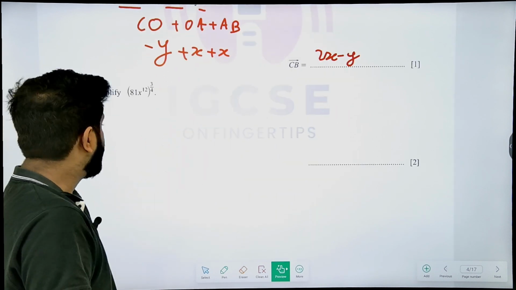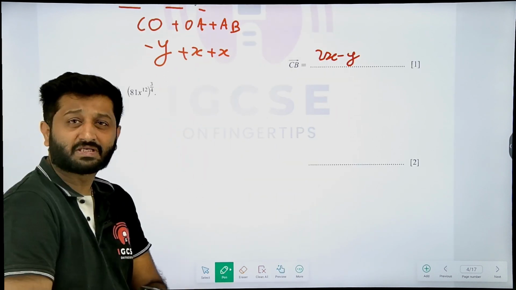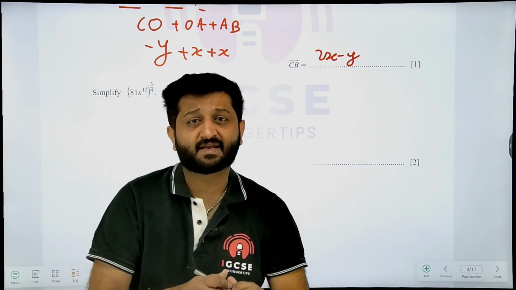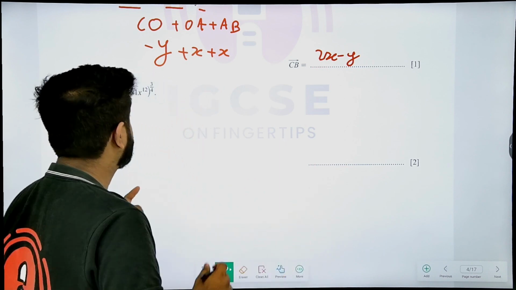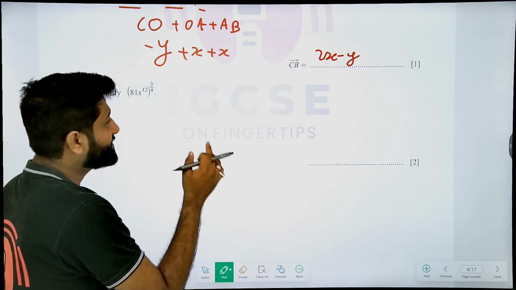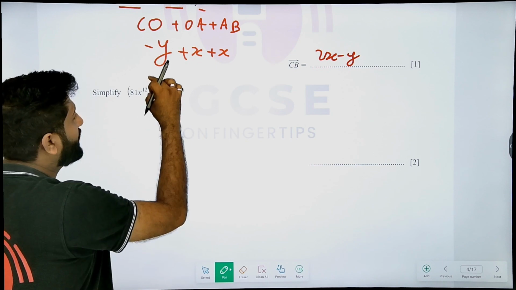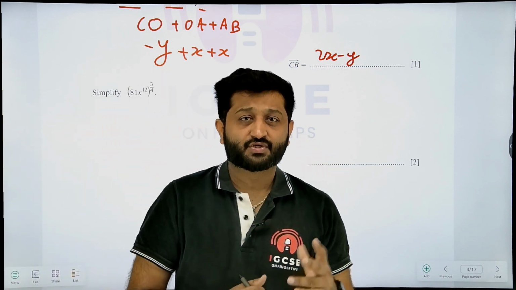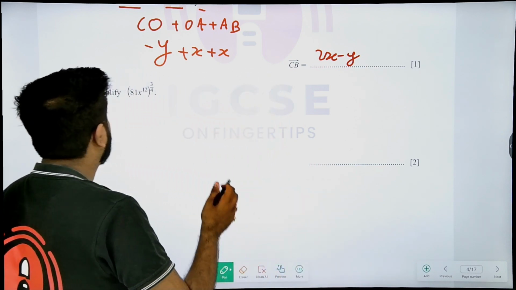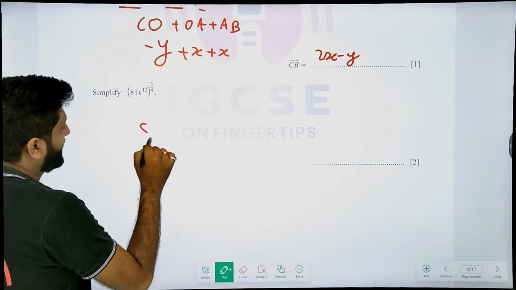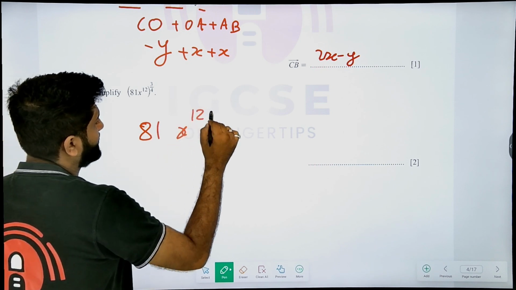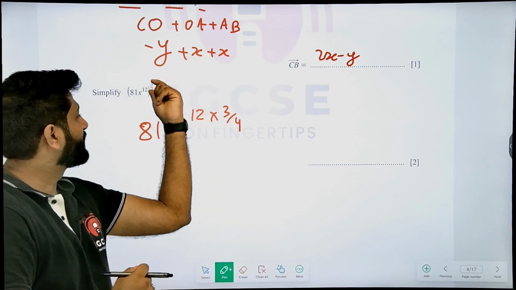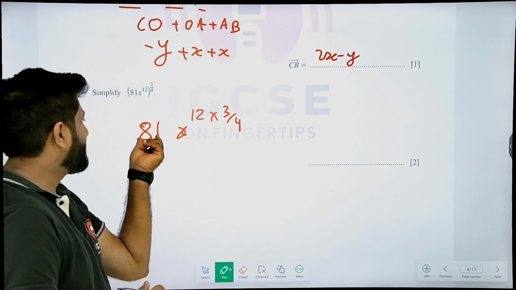Next question. You have simplify. I think this is a question of indices where I have to simplify. I have seen most of the kids making mistake over here. The general mistake which they make is they take this power, this is 81 into x power 12 whole power 3 by 4. So in the hurry of writing the paper, they only do something like this, they do like this into 3 by 4. But guys, you need to remember that the power of 3 by 4 will also be applied on 81.